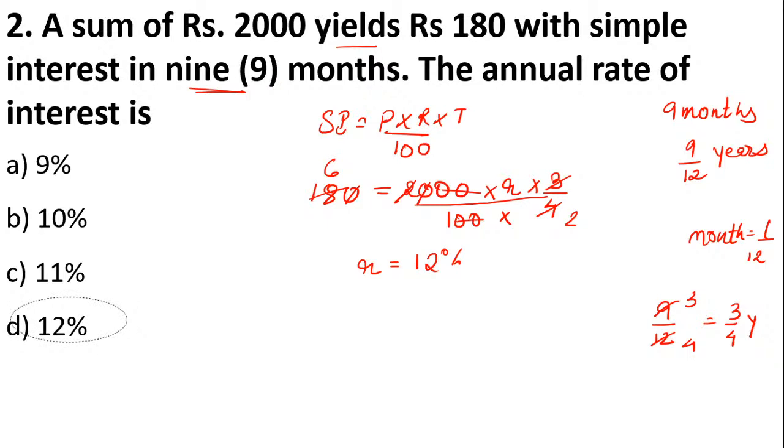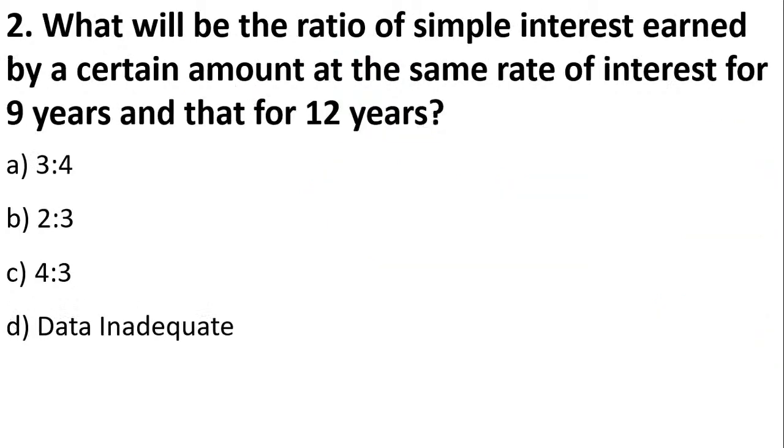Let's move on to the next question. What would be the ratio of simple interest earned by a certain amount at the same rate of interest for 9 years and that for 12 years? Now, this is question number 3. Sorry, I did not change the question number here. It's question number 3.